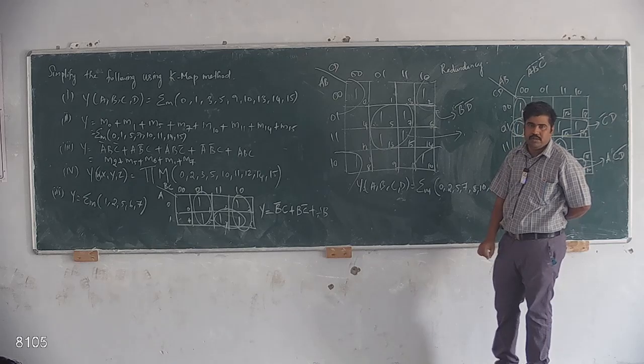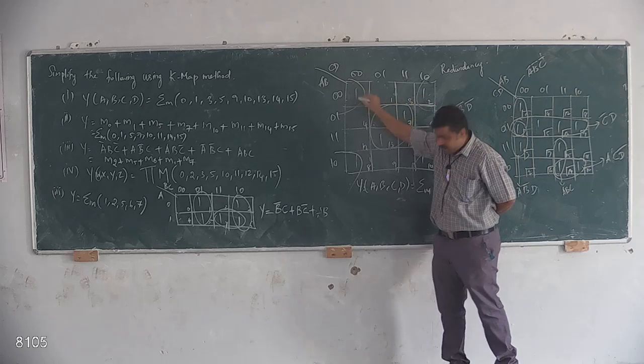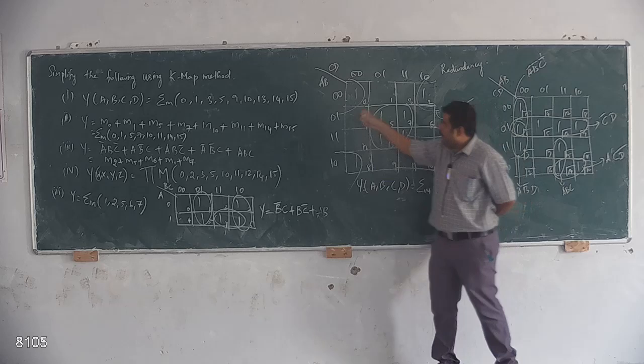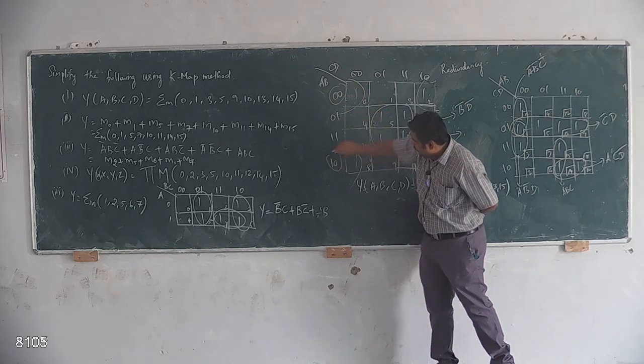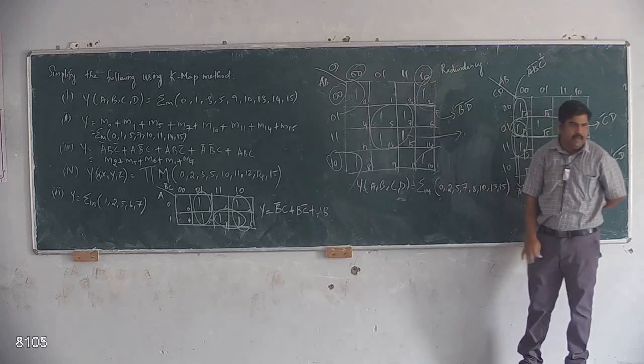Any doubt in this? This box is also containing 1. This box is also containing 1. In a similar way, the last row is also containing 1. I need to find the common variable in these two and in these two. Write the common values, you will get B bar, D bar.